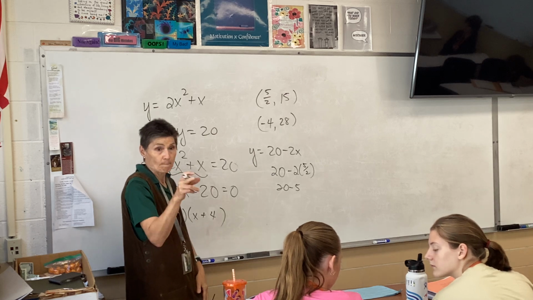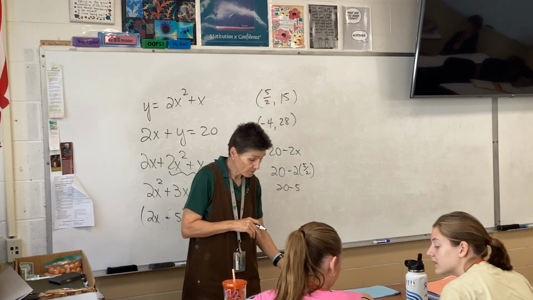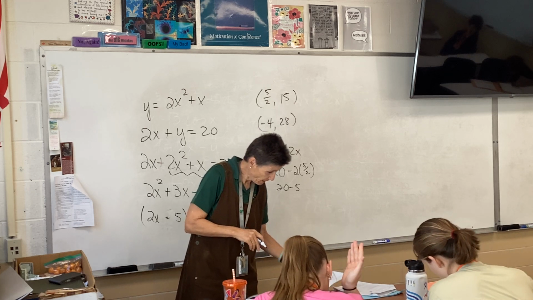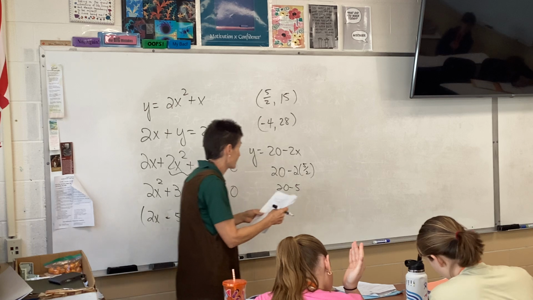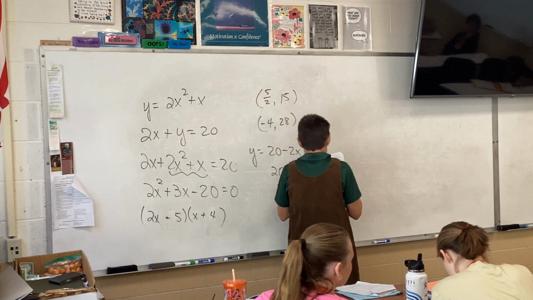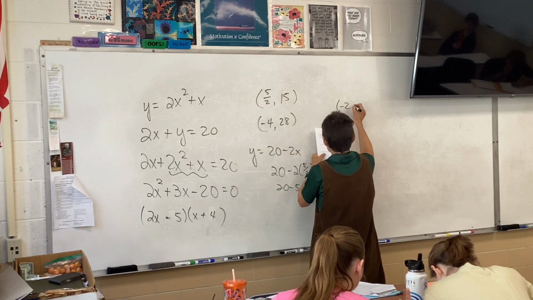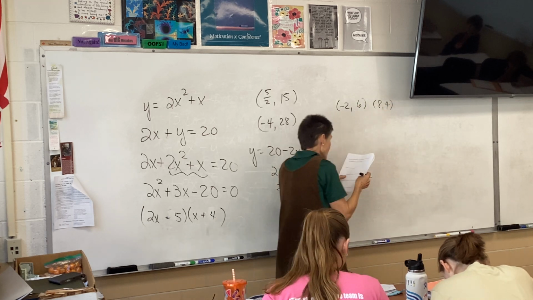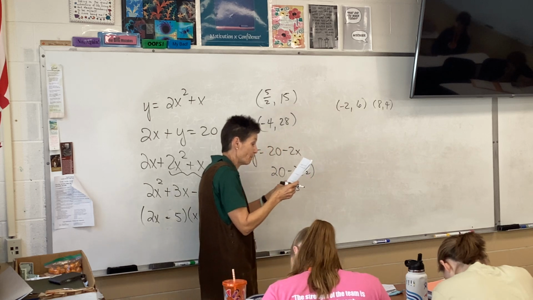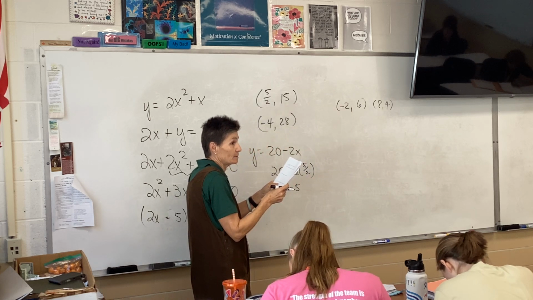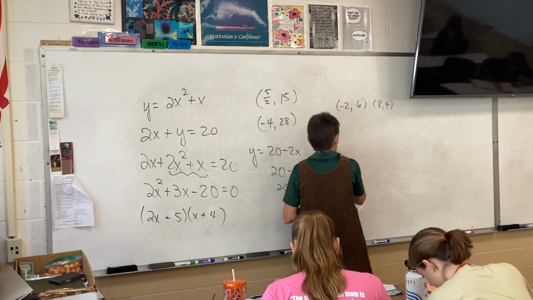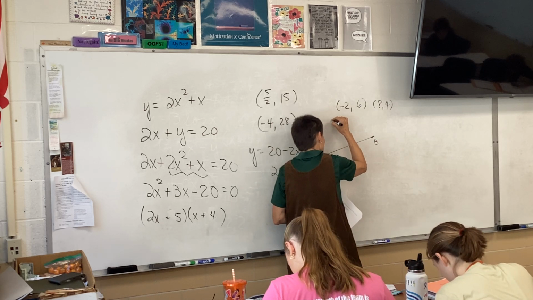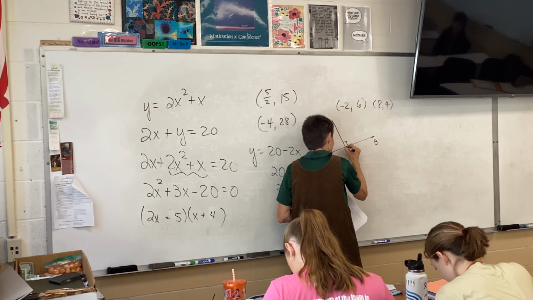All right, what else? Can we go to number 5 on the review? That is a good question. Given -2,6 and 8,4, write the equation of the perpendicular bisector of line AB. So here's AB, and I want to write the equation of this line.